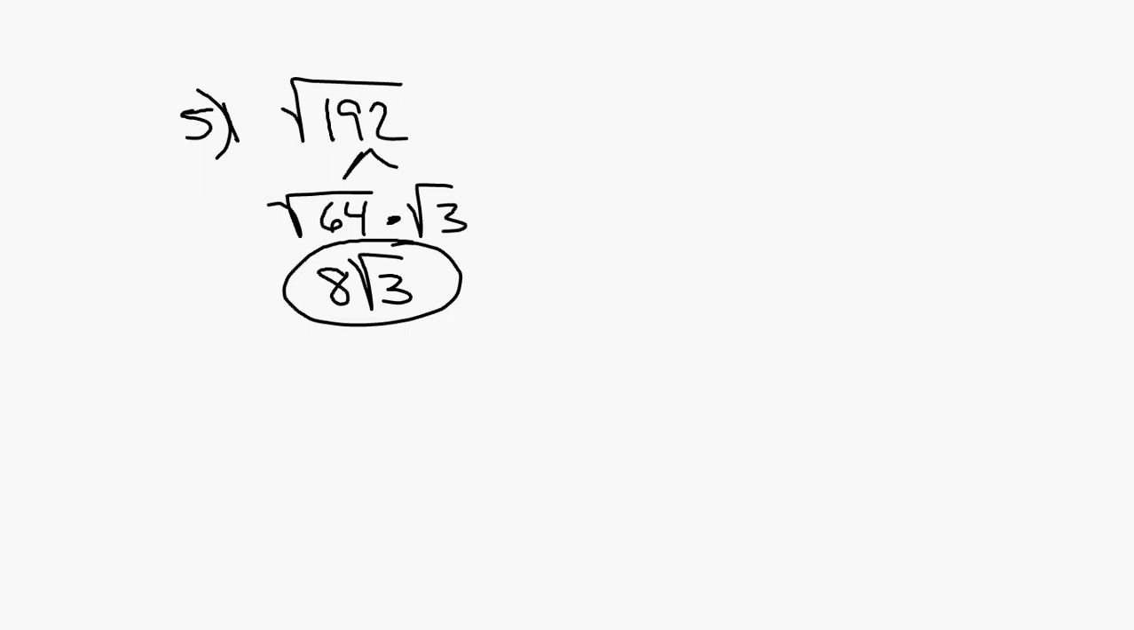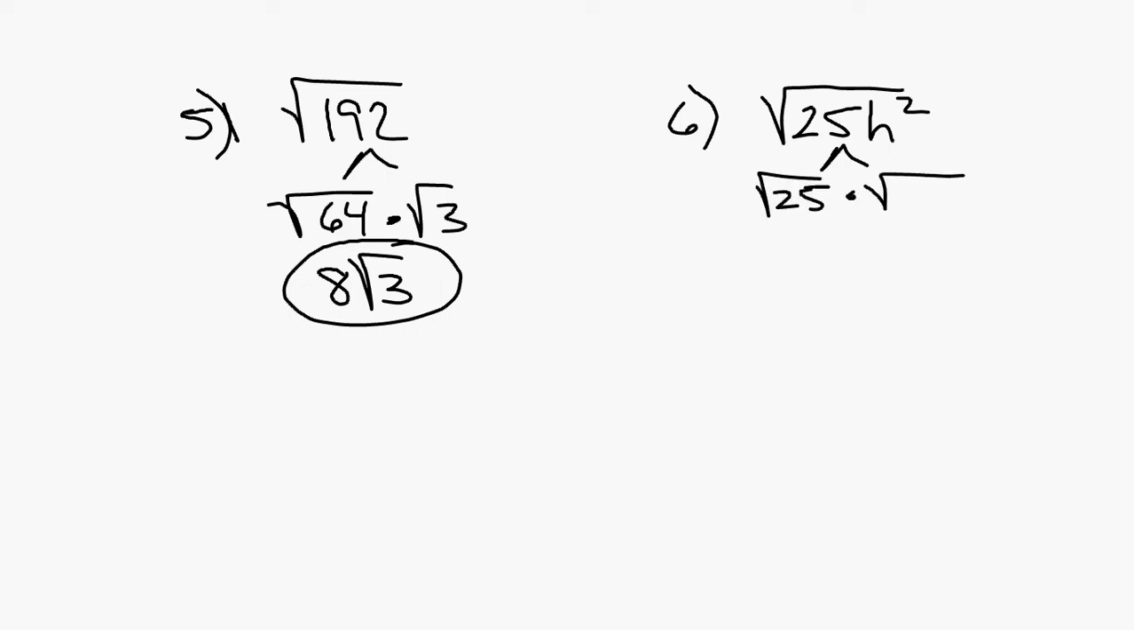Number 6, the square root of 25h squared. We break this apart into the square root of 25 times the square root of h squared. These are both perfect squares. The square root of 25 is 5. The square root of h squared is h. So 5h is your simplest radical form.